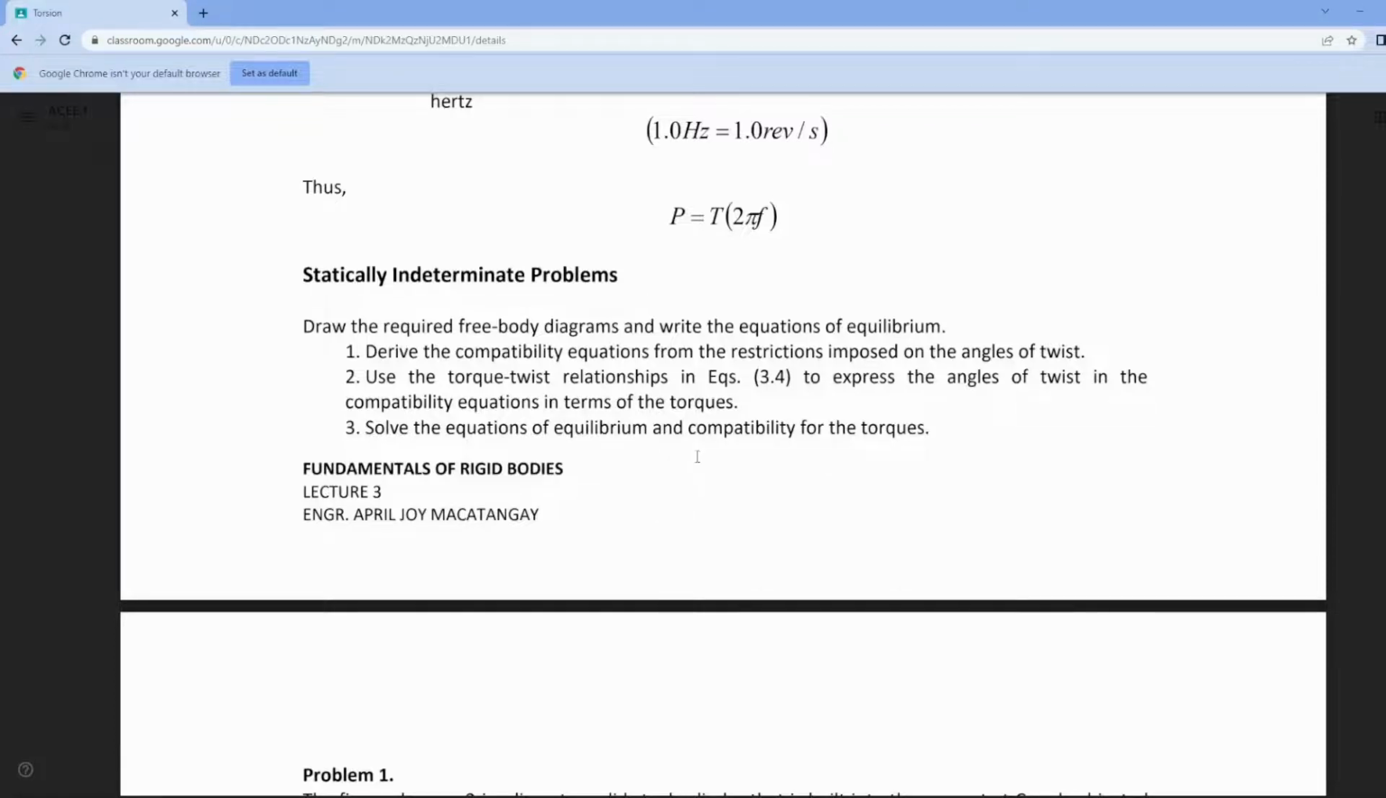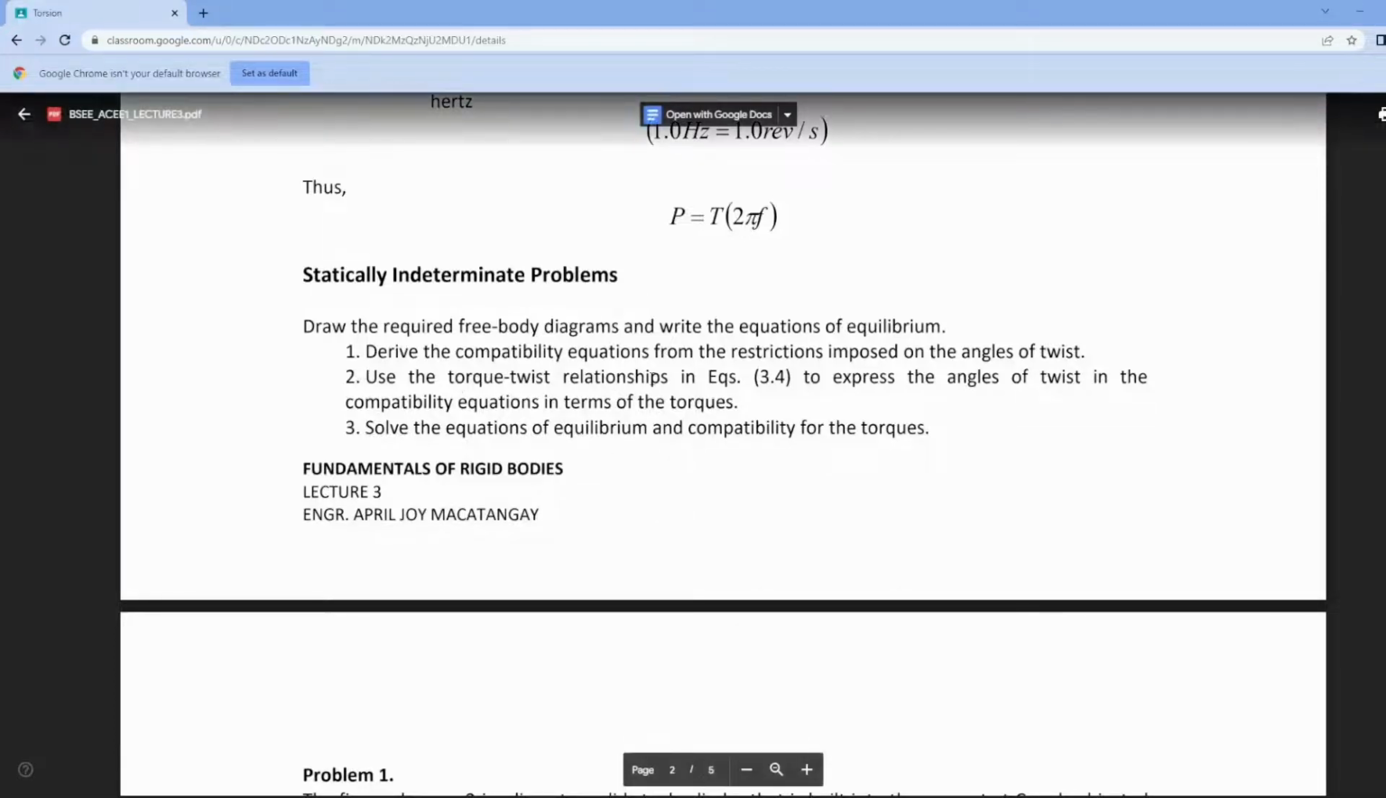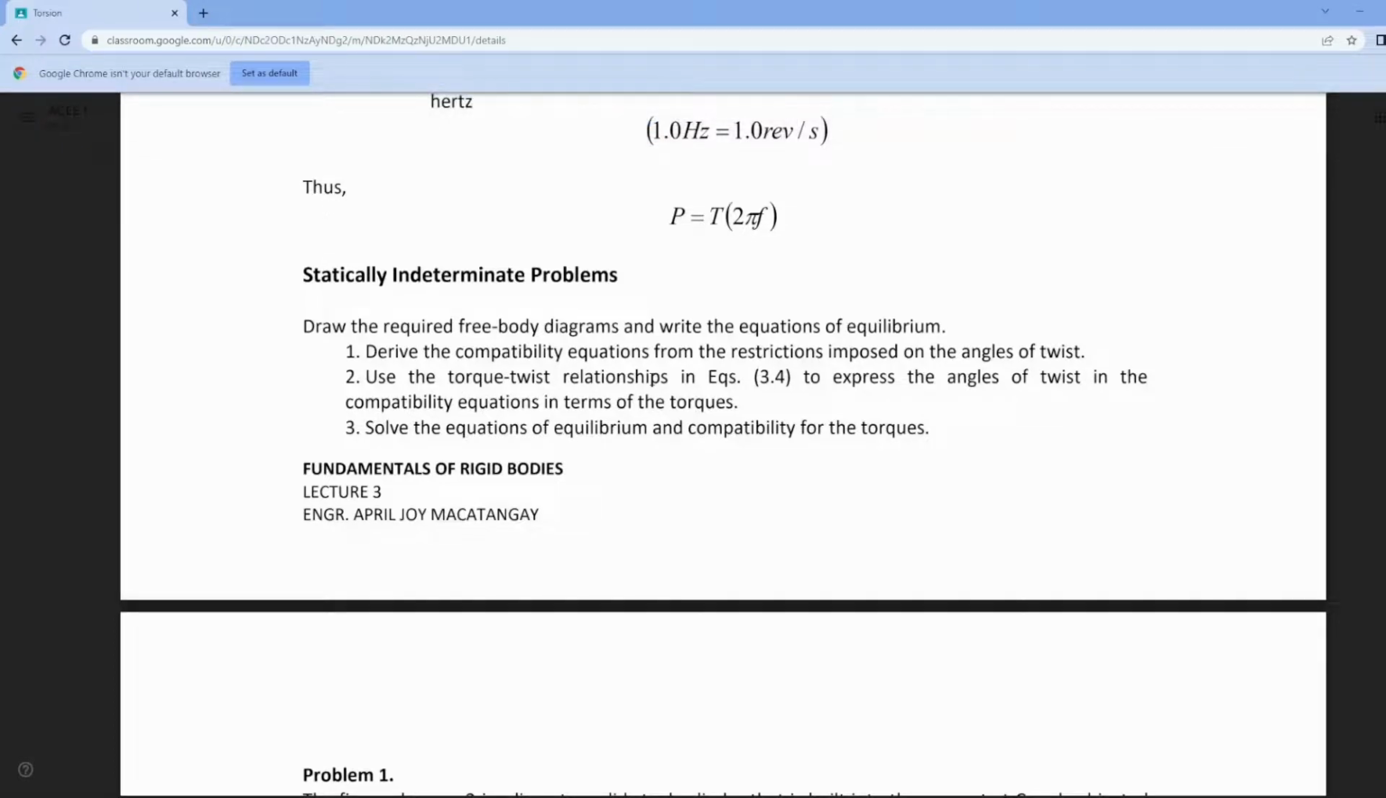And then, you are to derive the compatibility equations from the restrictions imposed on the angles of twist. From the given condition in the problem, you can derive a compatibility equation that would add to your existing equations. And then, use the torque-twist relationships.